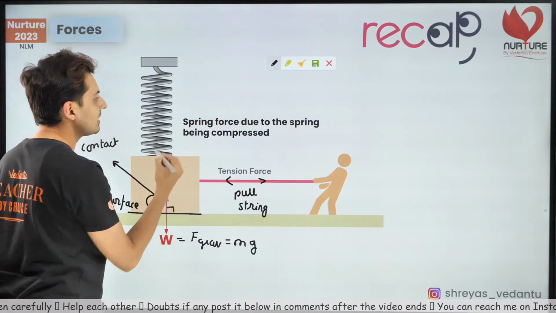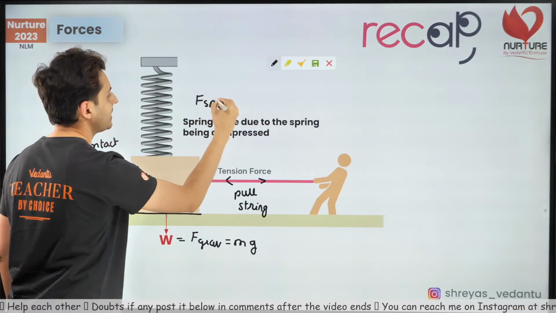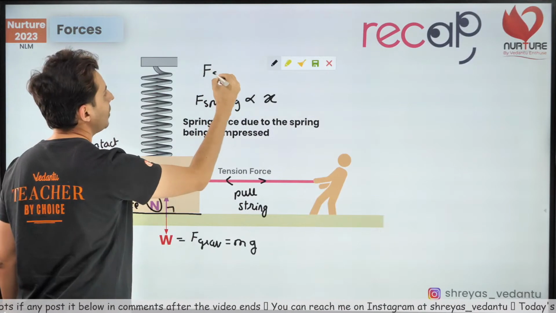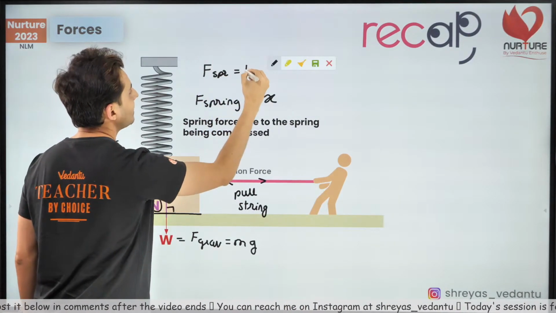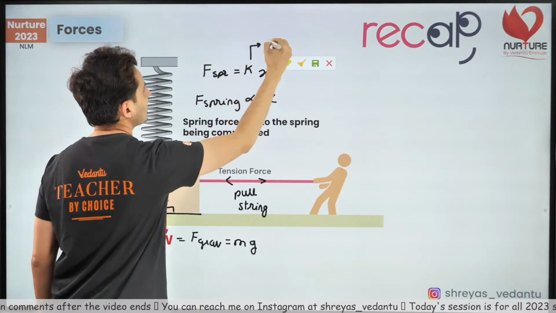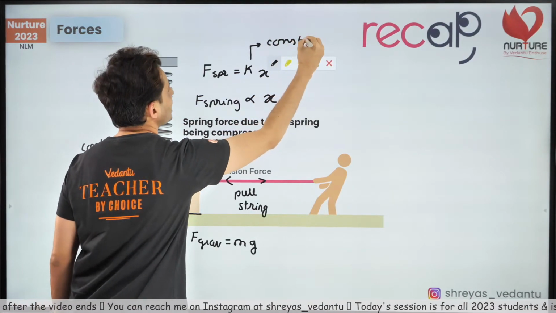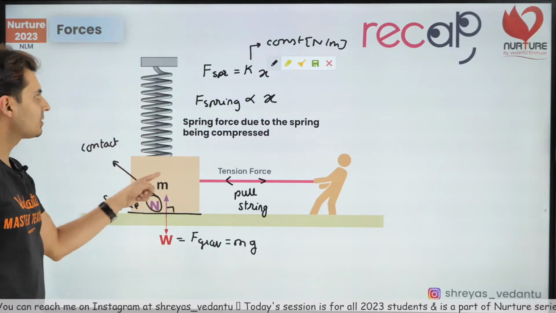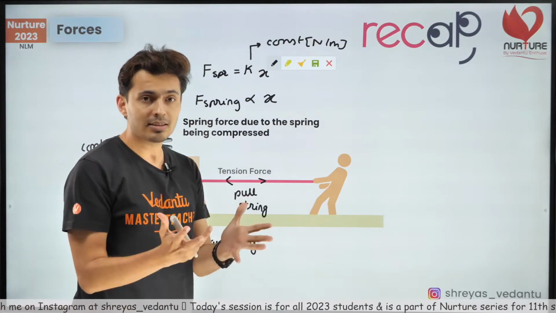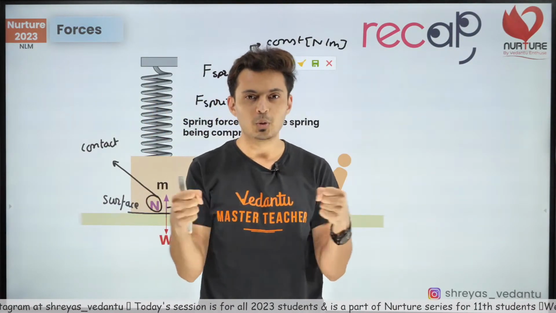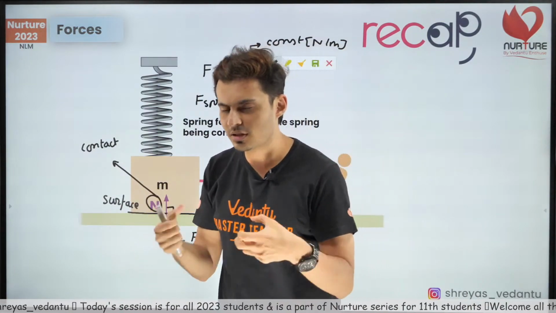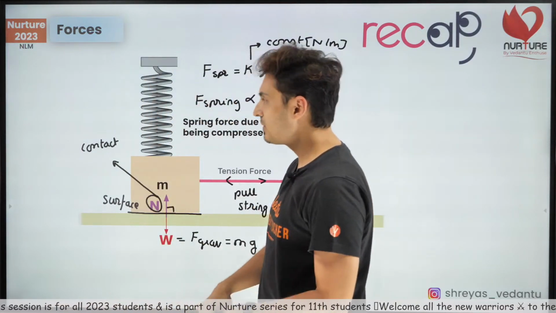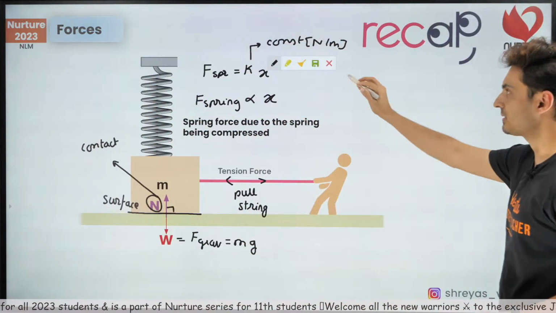And lastly, we have seen spring force, and remember, the spring force was proportional to x, and that constant of proportionality was k. And what was k? It was the spring constant, which is in Newton per meter. Depending on which spring you are using, the k will change. If the k is large, the spring is very difficult to elongate or compress. If it is small, it's a very soft or a mild spring. So quick revision, because we are going to use all of this in today's session, guys.